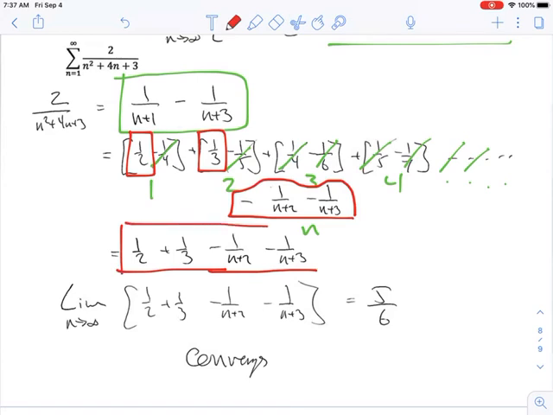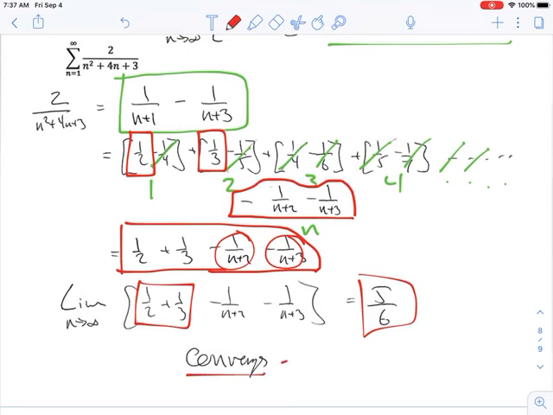This is our series. And so we just take the limit of this. The limit, this is going to go to 0. This is going to go to 0. So what we have are these two terms, which is 5/6. So it converges to 5/6.